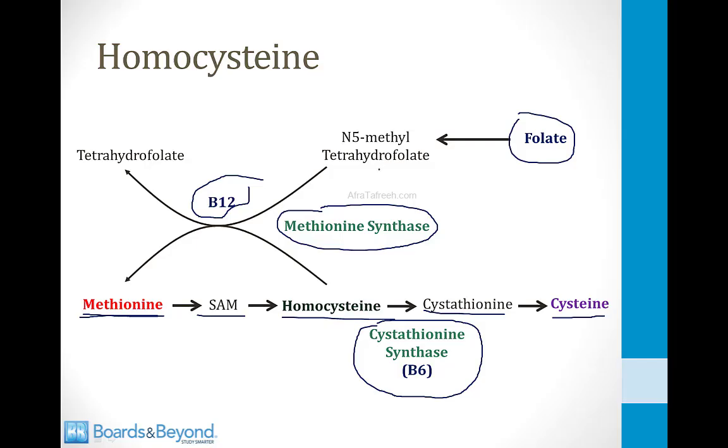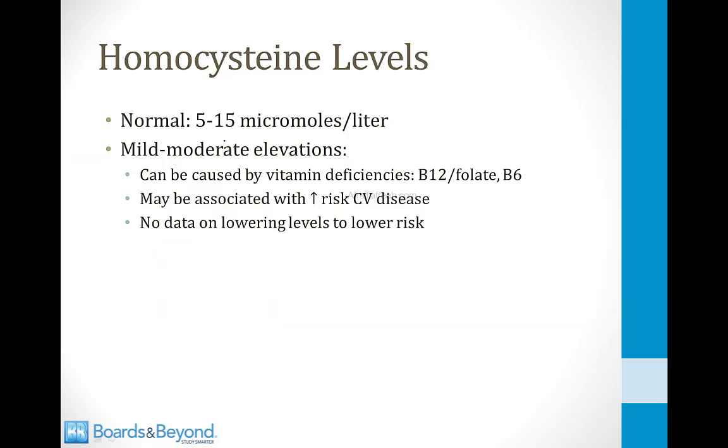Folate is converted to a molecule of N5-methyl tetrahydrofolate, and then this methyl group is given back to homocysteine to make a molecule of methionine. As a result, you create a molecule of tetrahydrofolate, and this requires vitamin B12 as a cofactor. A normal homocysteine level is about 5 to 15 micromoles per liter, but many patients have mild to moderate elevations. These can be caused by vitamin deficiencies.